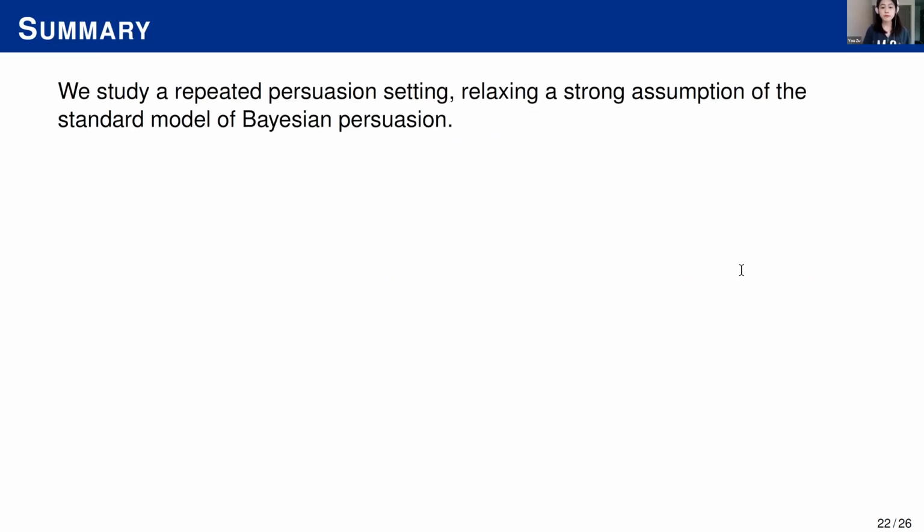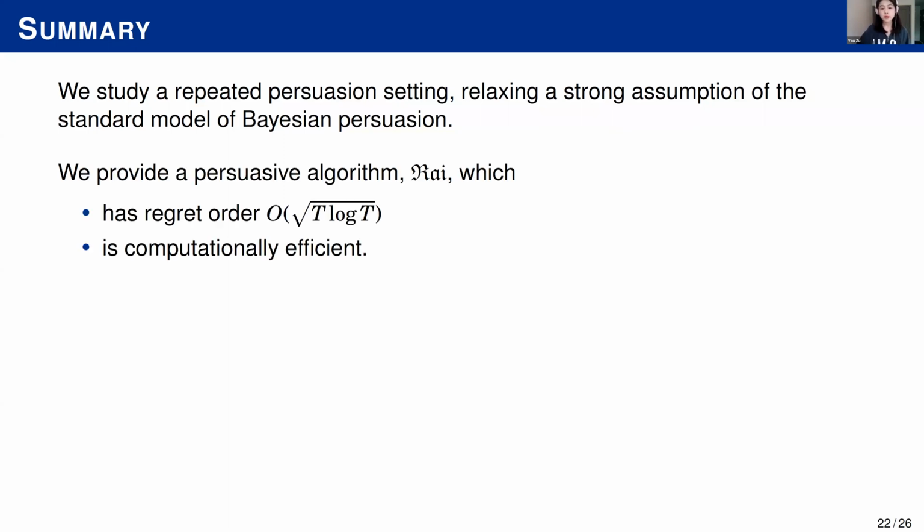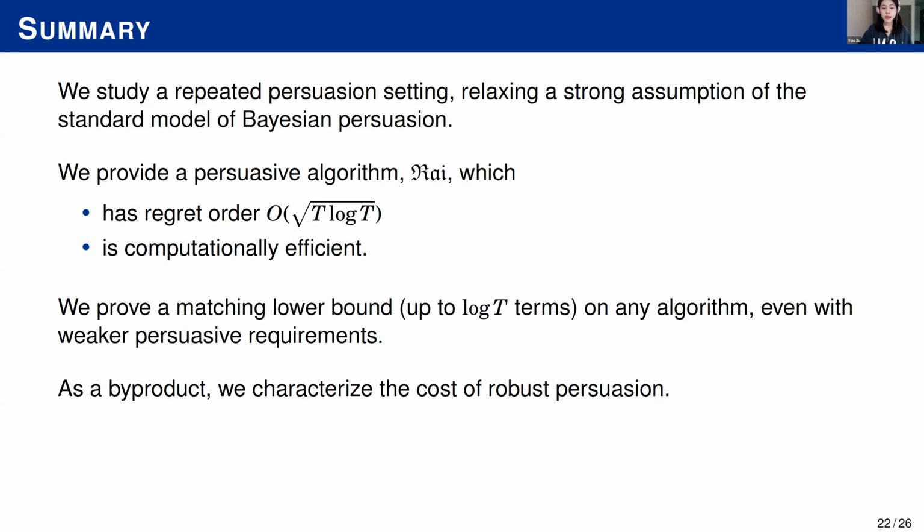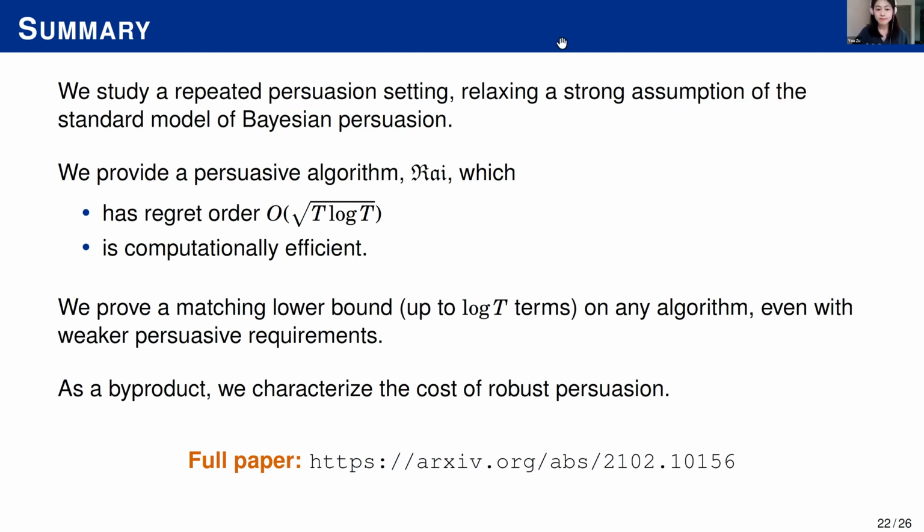Well, finally, let me briefly summarize our work. We studied a repeated persuasion setting, relaxing a strong assumption of the standard model of Bayesian persuasion. We provide a persuasive algorithm, robustness against ignorance, which has the regret of the order square root t log t and is computationally efficient. We also prove a matching lower bound up to log t terms on any algorithm, even with weaker persuasive requirements. As a byproduct, we characterize the cost of the robust persuasion. That's all for this talk.